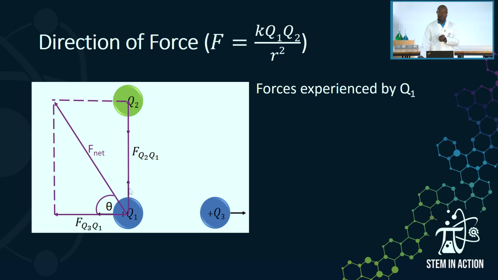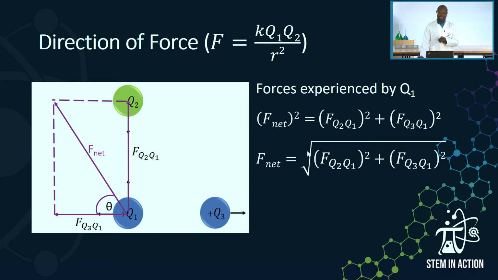For our F net, we are going to use the parallelogram method, and our F net is going to be that line. From that line, we can come up with our equation. What you notice is that this force, FQ2Q1, is along the y-axis, so we can take it as the y-axis, and this one we can take as the x-axis. To resolve, we say F net is equal to the square root of FQ2Q1 squared plus FQ3Q1 squared, which is the formula you are already familiar with, the Pythagoras formula.